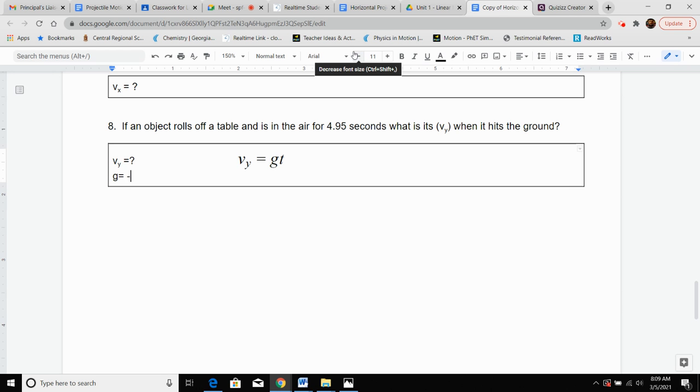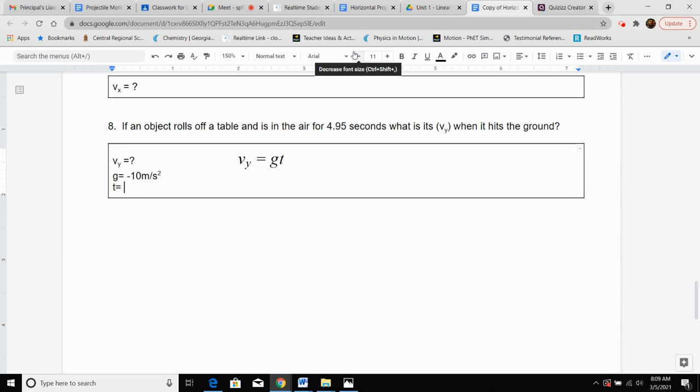Again, G is a constant. For us, we're using the negative 10 meters per second squared. And time they gave us as 4.95 seconds. So Vy is going to equal, what is that, negative 49.5 meters per second. Now this one you keep negative because the negative is indicating that it's moving downward.